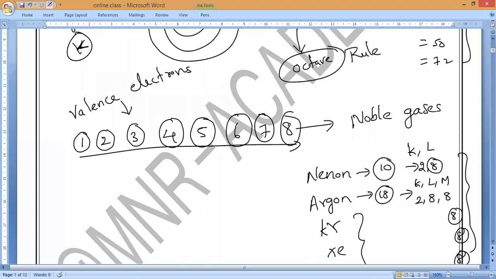So if any element is having 8 electrons in its outermost shell, then we can say it is stable in nature. Yes or no? Please respond. That is what you have to remember.